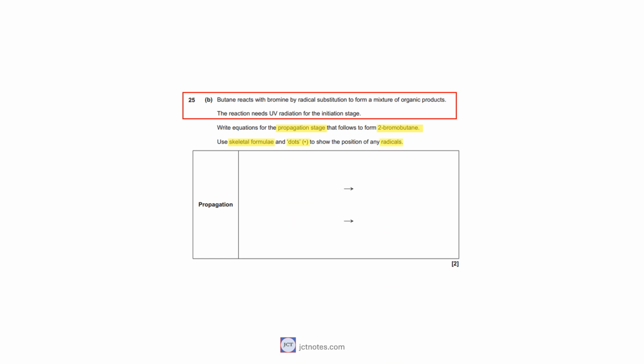From the three stages of the radical substitution, initiation, propagation, and termination, we are asked about the propagation stage. Therefore, at least one of the reactants will be a radical and at least one of the products will also be a radical. As reactant we have butane, its skeletal formula is. The skeletal formula of the 2-bromobutane is.